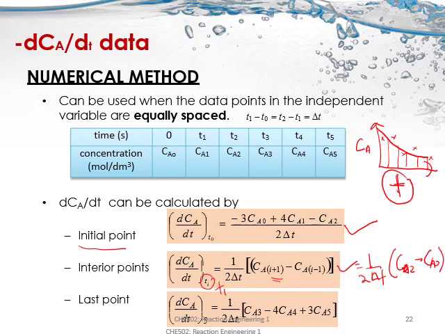You can get this from a numerical methods textbook. And the last one is for the last point, whereby you are going to use this formula. So meaning that you may determine your dCA over dt.